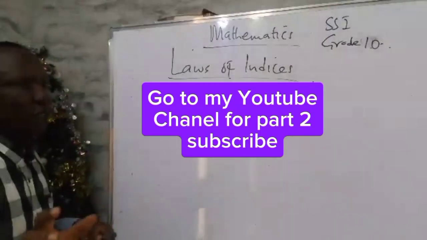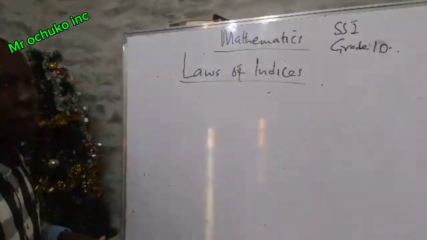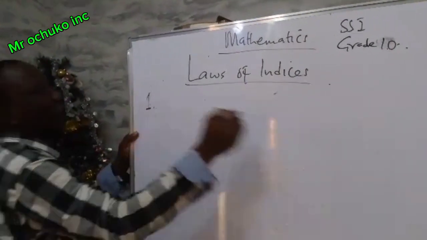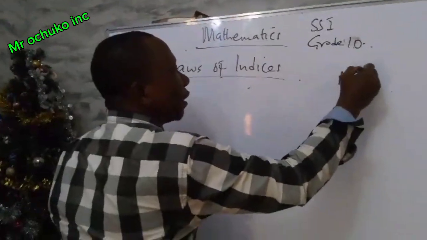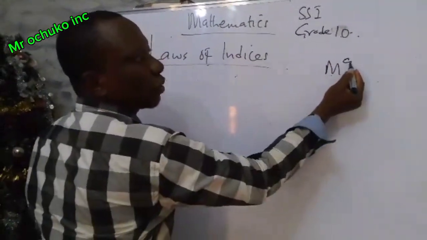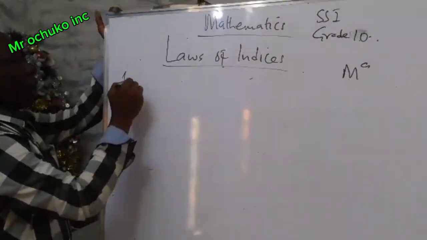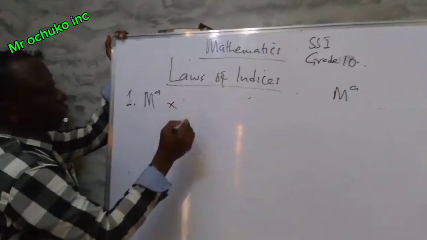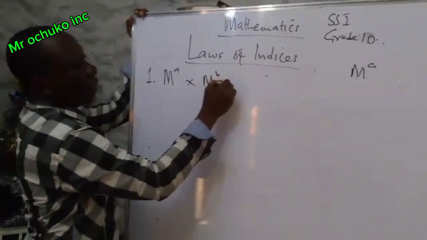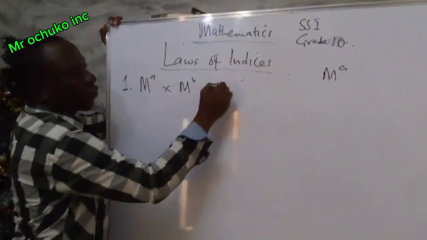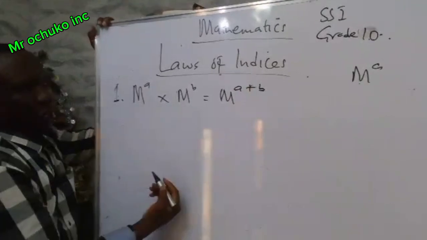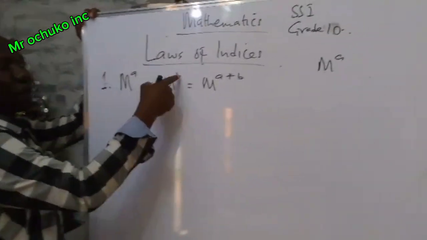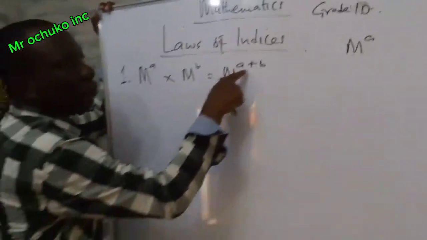Okay. Now let's look at the laws of indices. One of the first laws of indices is this. Please let's assume this is m raised to power a. m is the base, a is the what? Index number. So if I have m raised to power a, this is the multiplication law, m raised to power b, it will give me m raised to power a plus b. Where m is the base, a is the index. So you have m raised to power a plus b.